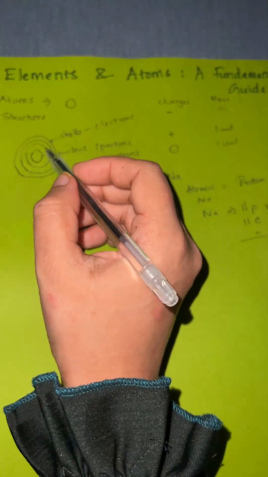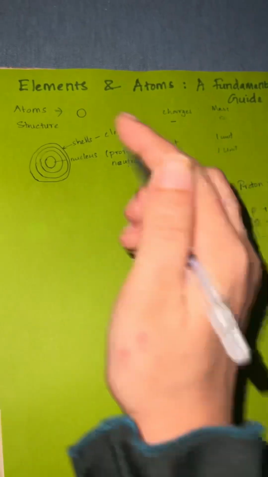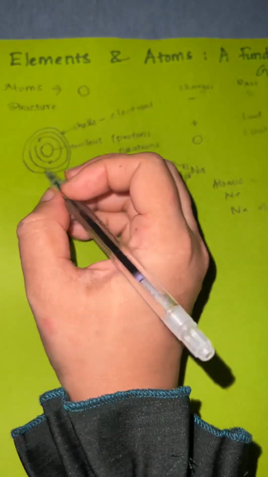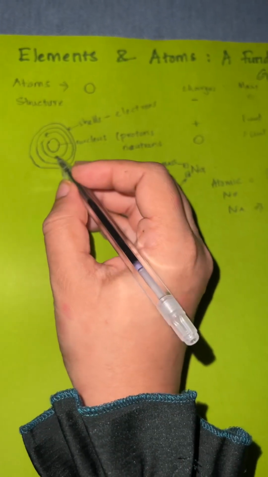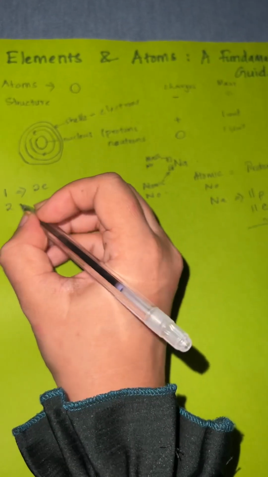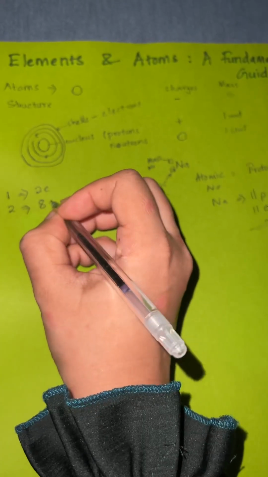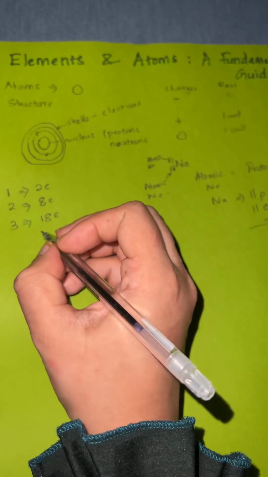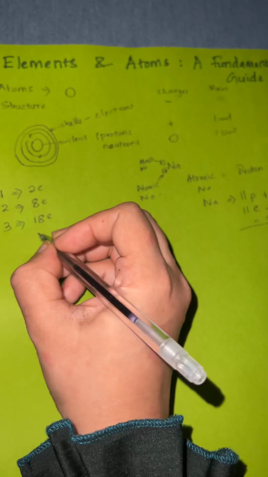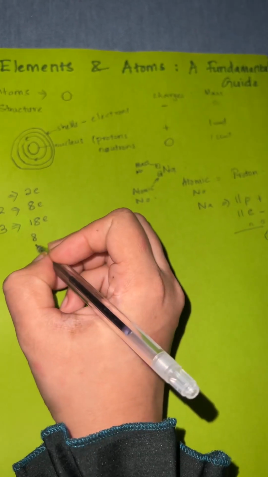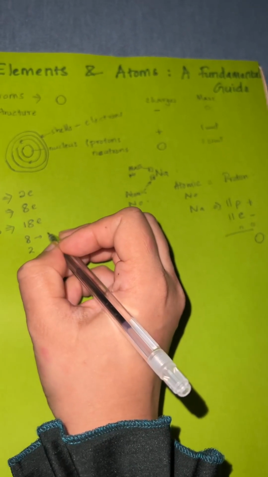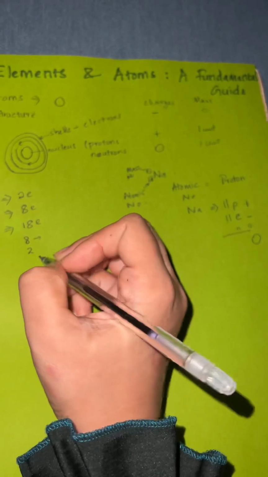Now these electrons move in these orbits, the shells, right? So we need to see about the shells I'm talking about. The first shell can hold up to 2 electrons. The second shell can hold up to 8 electrons. The third shell can hold up to 18 electrons, but first it will fill up to 8, then 2 electrons will go to the fourth shell, and after that the rest of the electrons will fill the third shell up to 18.